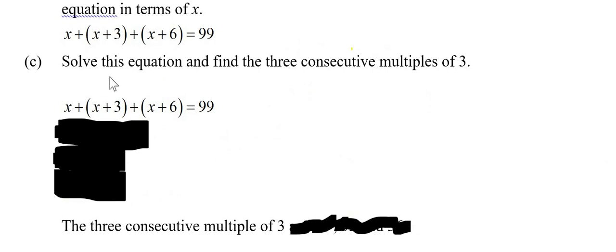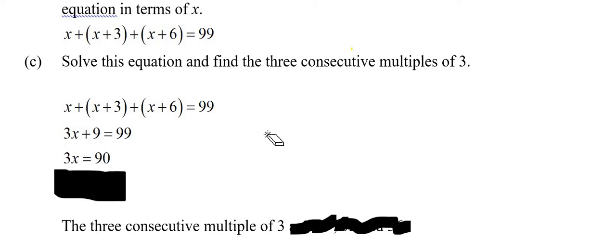Okay, in C, solve this equation and find the 3 consecutive multiples of 3. So you rewrite this equation again, x plus bracket x plus 3 plus bracket x plus 6 equals to 99. Okay, so next step, we need to open up all the brackets and add up all the like terms as well as add up all the numerical terms. Therefore, we have 3x plus 9 equals to 99. We want to keep 3x on the left hand side, so get rid of 9 by subtracting both sides by 9. You get 3x equals to 90. Next, I just want to have x, so you have x equals to 30.